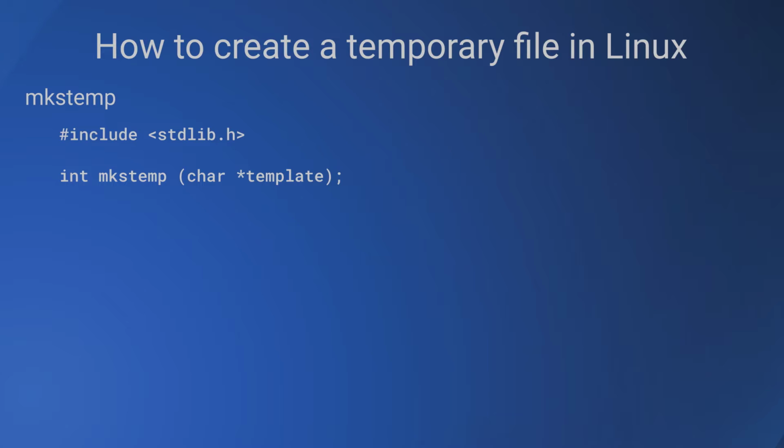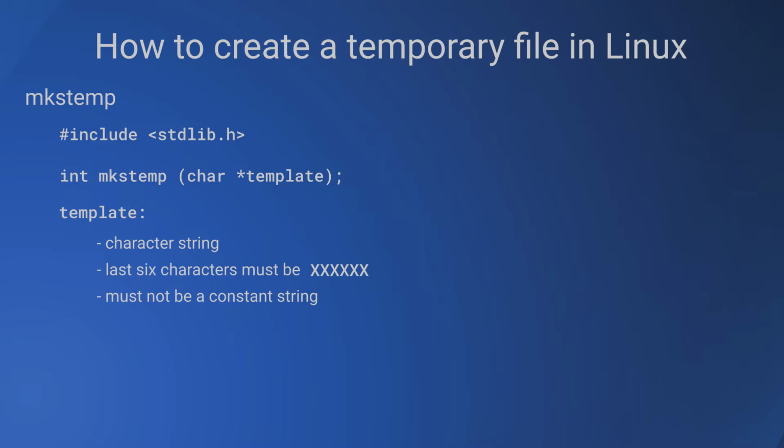Next, we have the mkstemp function to create a temporary file. It takes a character string parameter, template, whose last 6 characters must be XXXXXX. mkstemp replaces the last 6 X's by random characters to get a unique file name. So template must not be a constant string since it has to be modified by mkstemp. The file is created with permission 0600, that is read and write for the owner and no permissions for the group or others. The file is opened with the O_EXCL flag, which guarantees that the calling process has created the file.